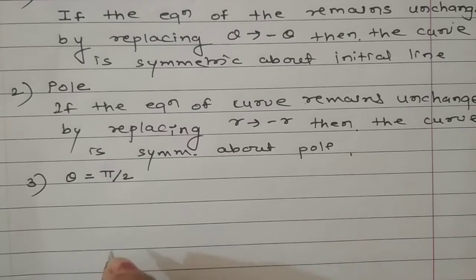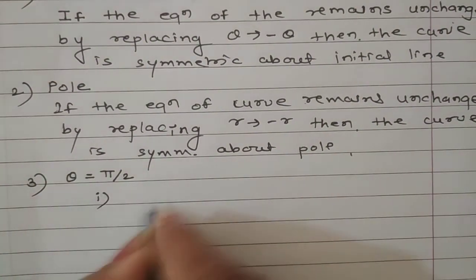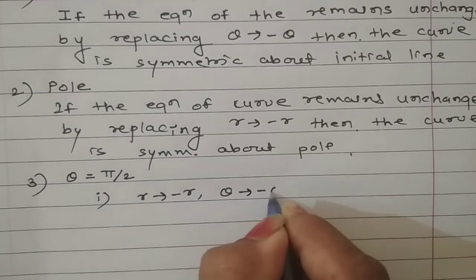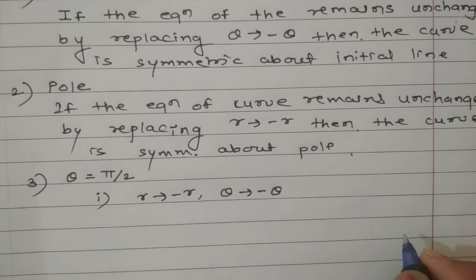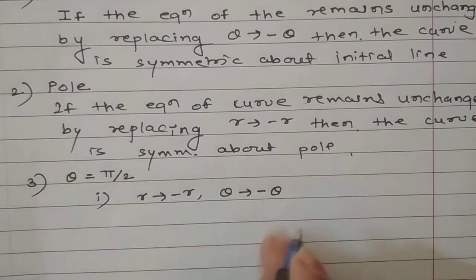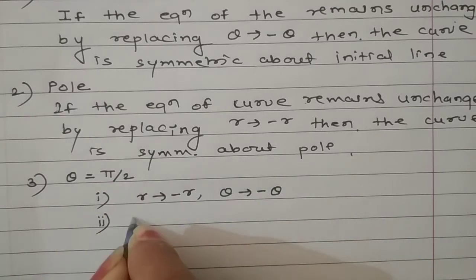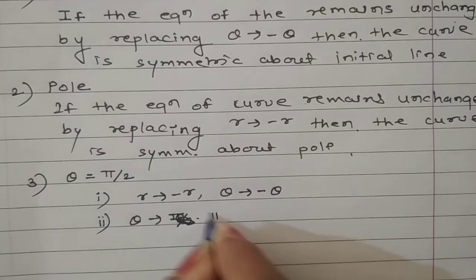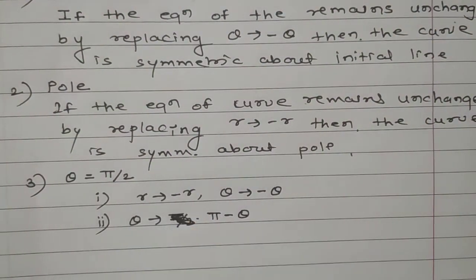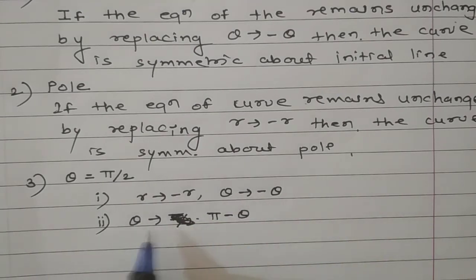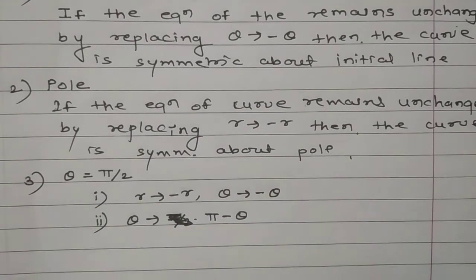We check symmetry about theta equal to pi by 2 in two ways. First, we replace r by minus r and theta by minus theta. Then if there is no change in the given equation, we say that our curve is symmetric about theta equal to pi by 2. Second, when we replace theta by pi minus theta and there is no change in the given equation, then we say that our curve is symmetric about the line theta equal to pi by 2.